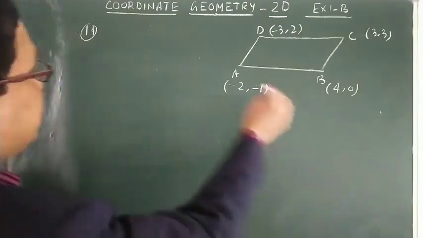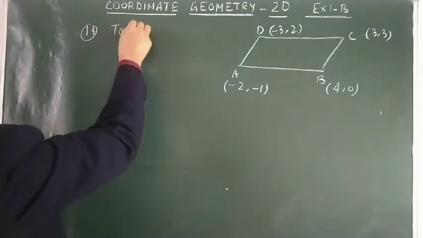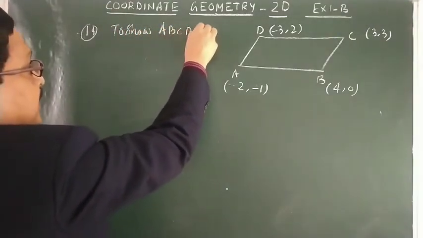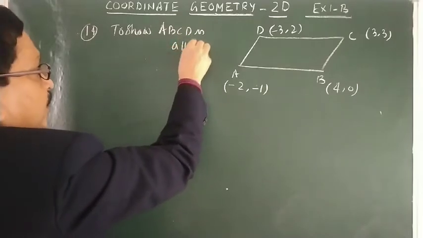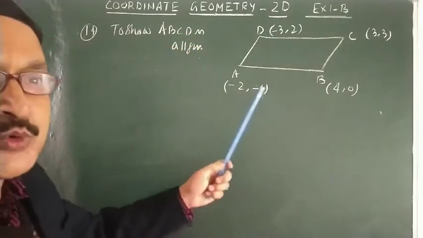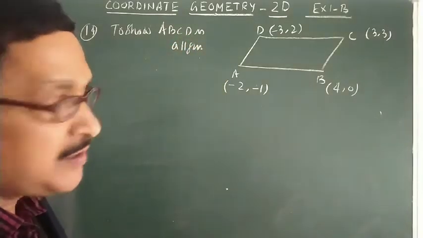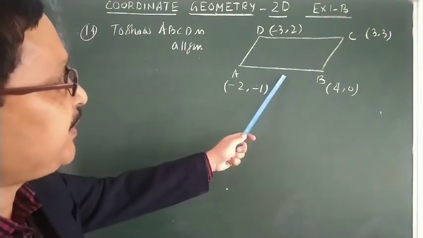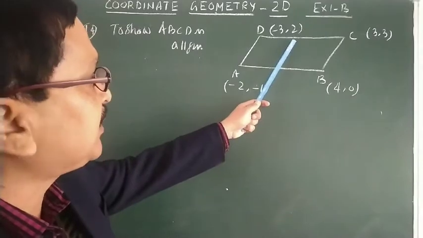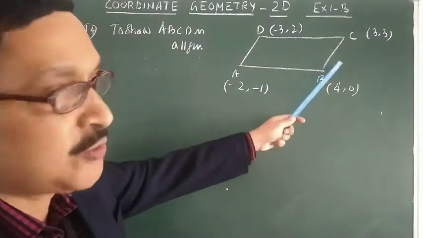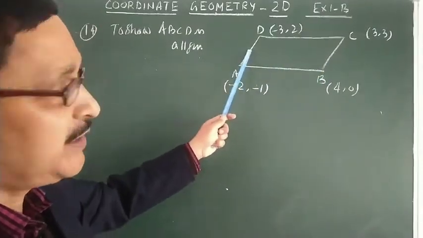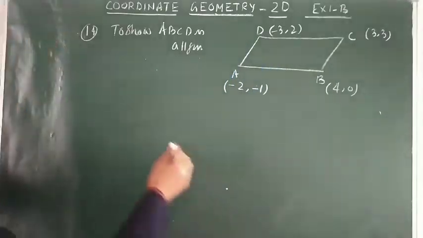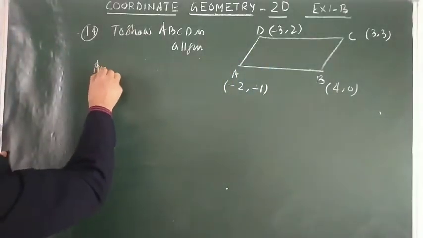We have to show that ABCD is a parallelogram. You already know how to show a parallelogram from class 10, but here we will use the slope method. If the slope of AB is equal to the slope of CD, then the lines are parallel. If the slope of BC is equal to the slope of AD, then the lines are parallel. Hence the shape will be a parallelogram. So the answer starts like this.